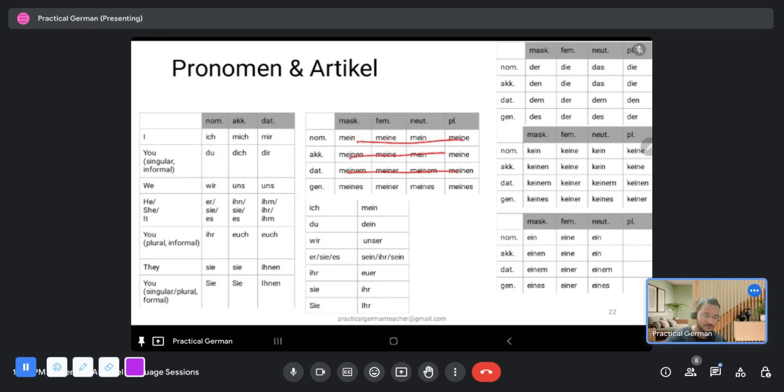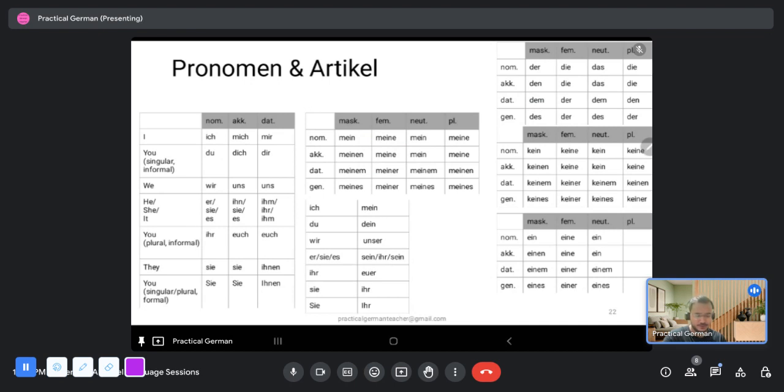Nominative. Don't say minor. Mein, meine, mein, meine. Meinen, meine, mein, meine. Meinem, meiner, meinem, meinen. Genitive, meines. The genitive you can ignore for now, not needed.